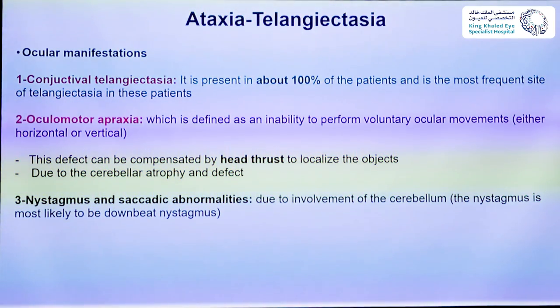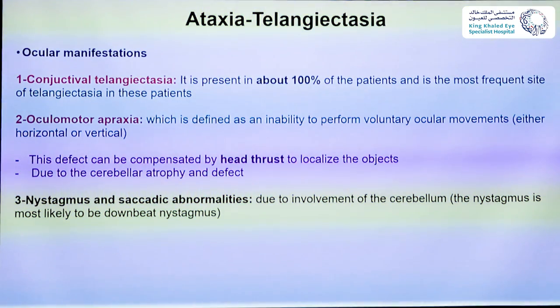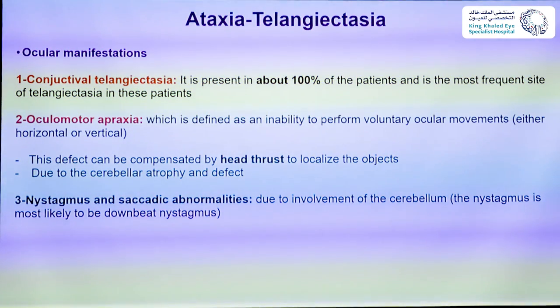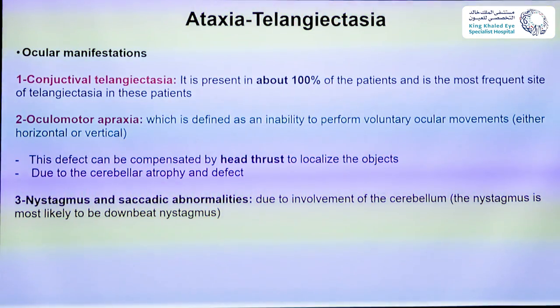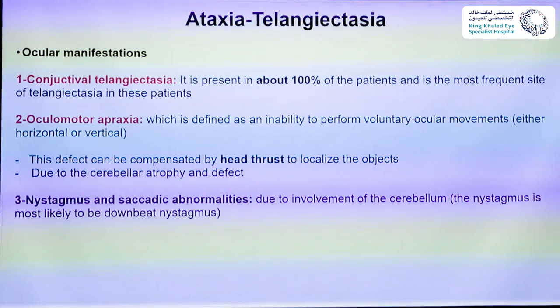So oculomotor apraxia, as we know, because you should have the ability to control looking to the sides and to shift your gaze, and that's mediated by a neurological process. Because of the CNS involvement, the patients cannot do voluntary control, and they always fix straight ahead. To change the gaze, they try to move their head so they can compensate for the defect in the ocular gaze shift. Nystagmus and saccadic abnormalities, as we said, are because of the cerebellum involvement.